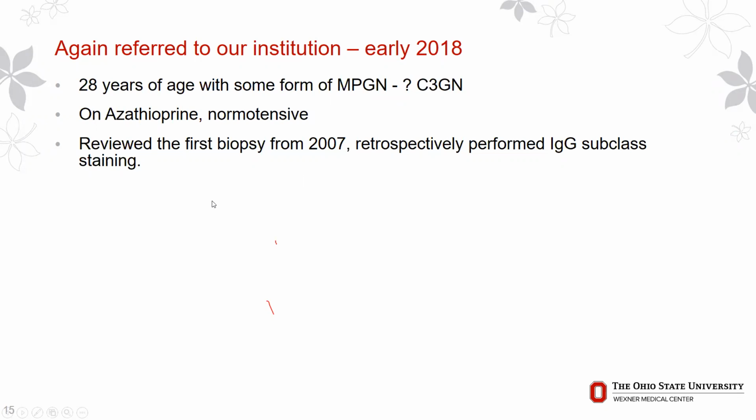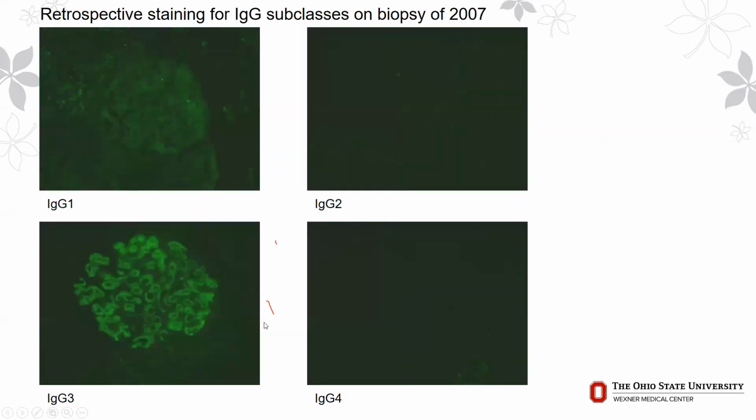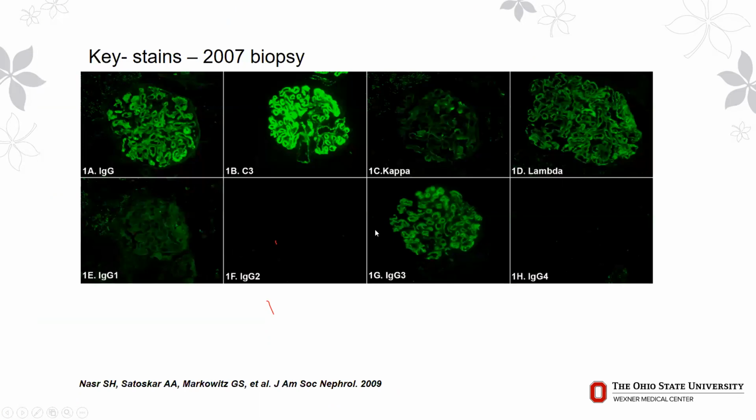So the first thing we did, and what every pathologist should do, is go back and look at her previous biopsies. So we pulled out the biopsy from 2007, and we retrospectively stained it for IgG subclasses. And what we saw was it was IgG3 predominant. It was monotypic, means there was only one IgG subclass. So just to review, this is what her biopsy in 2007 showed: IgG dominant, strong C3, lambda dominant, and then on subclass staining, it was monotypic, IgG3.